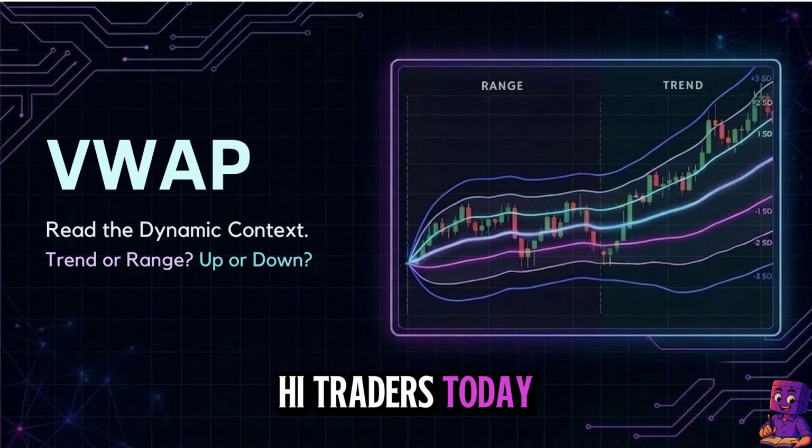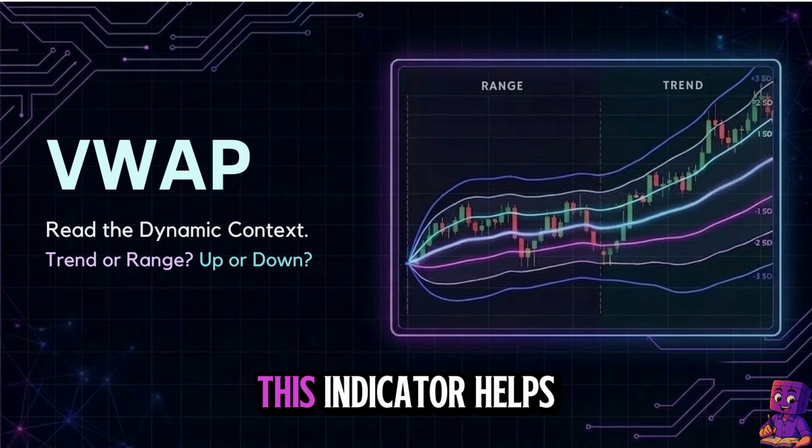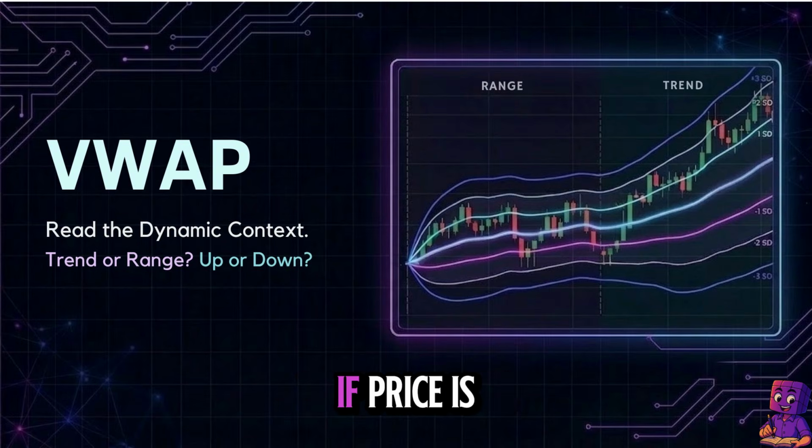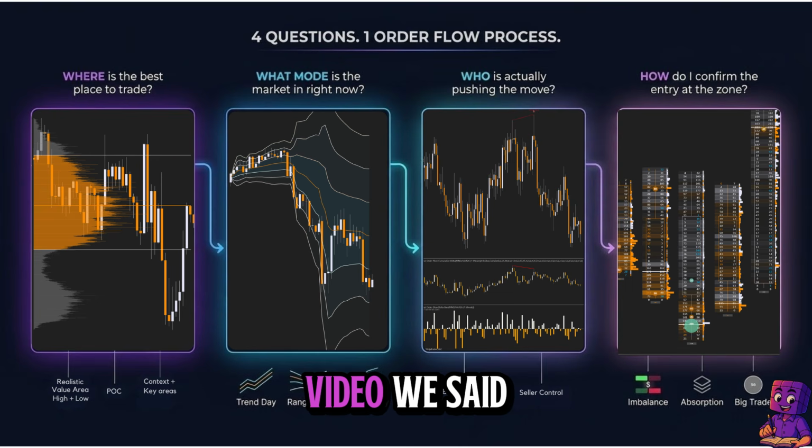Hi traders, today we'll talk about VWAP. This indicator helps us read the dynamic context. VWAP tells us if price is trending or ranging, and what the most probable direction to follow is, up or down. In the first video, we said every episode answers 4 questions.